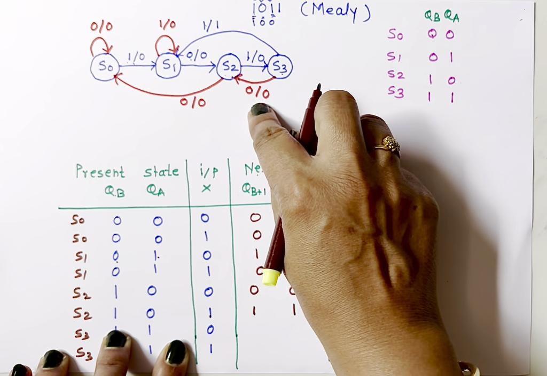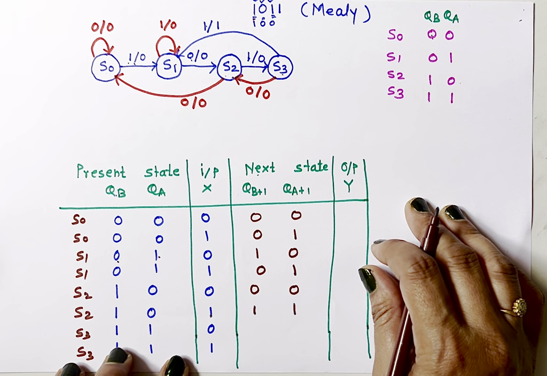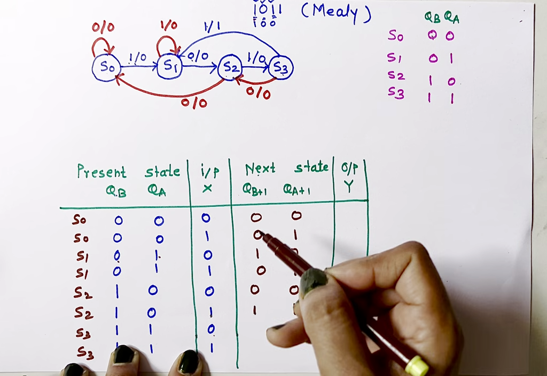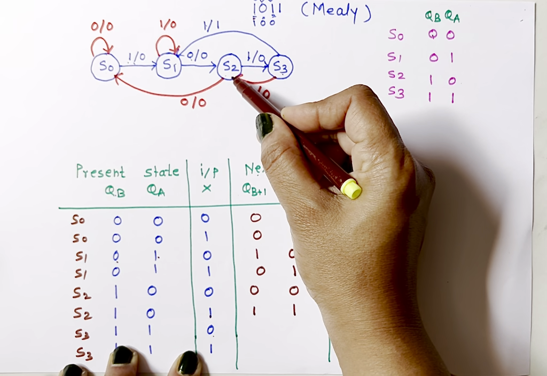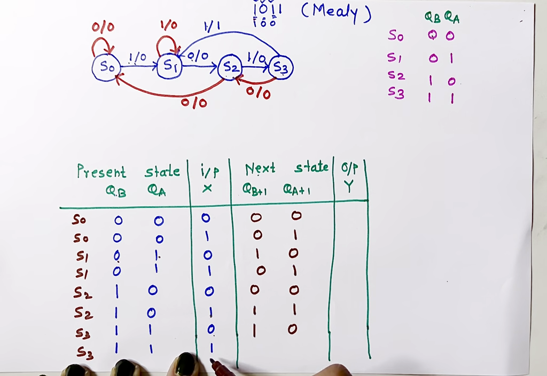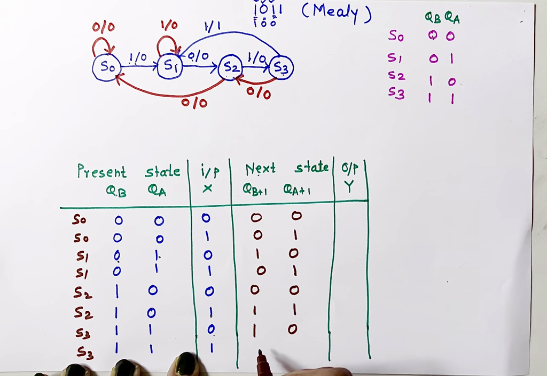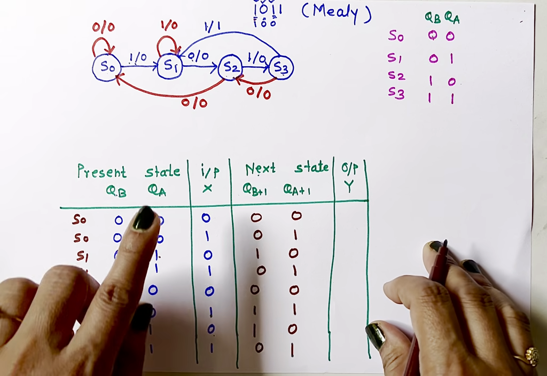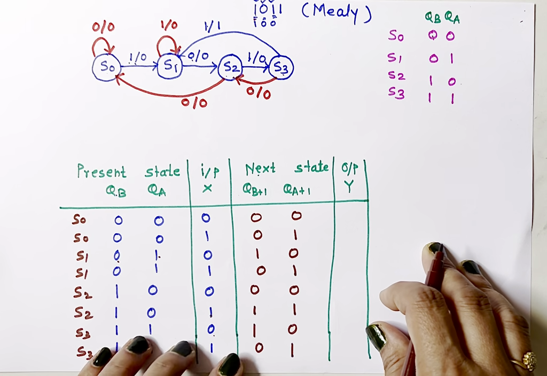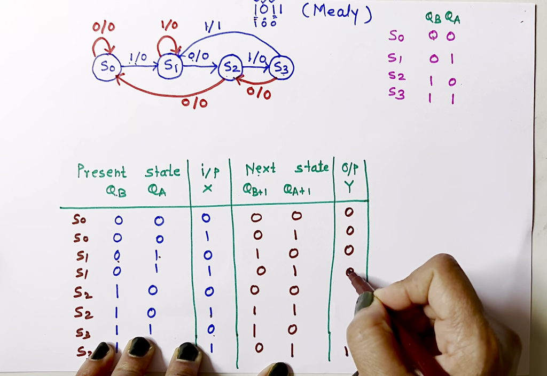So see, the state diagram is very important. Once you are able to draw the state diagram, you can design this circuit very easily. If present state is S3 and input is 0, it will go to state S2 and S2 is 10. If present state is 11 and if my input is 1, then next state is S1. That is 01. And only here output is 1. At every other place output is 0. So only here output is 1 and at remaining places output is 0.